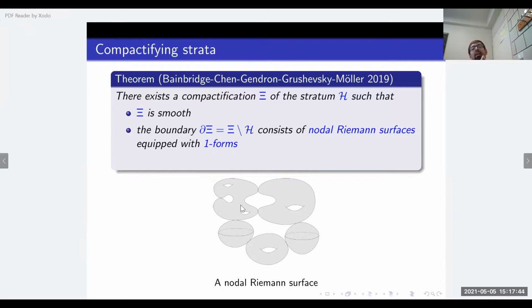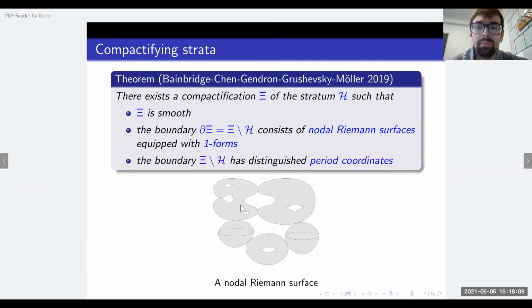And then additionally, on each of those Riemann surfaces, I have a one form that is also supposed to be holomorphic. It might have a few poles. But this is how points in the boundary look. So they still look very similar to abelian differentials. The only difference really is that my one Riemann surface may now be split up into different disjoint Riemann surfaces.